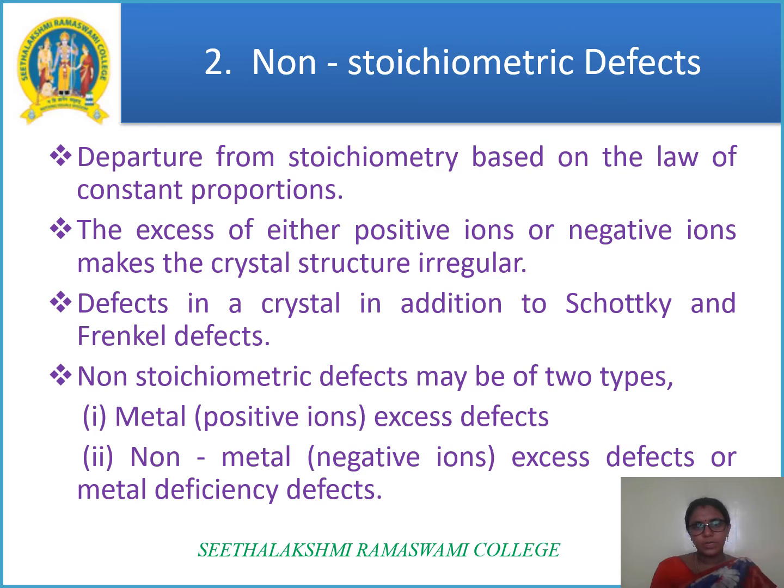Let us discuss the non-stoichiometric defects. Non-stoichiometric compounds are those in which there is a departure from stoichiometry based on the law of constant proportions. The excess of either positive ions or negative ions in non-stoichiometric crystals makes the crystal structure irregular. These non-stoichiometric defects may exist in a crystal in addition to Schottky and Frenkel defects. Non-stoichiometric defects may also be of two types. One is metal excess defect, another is non-metal excess or metal deficiency defect.